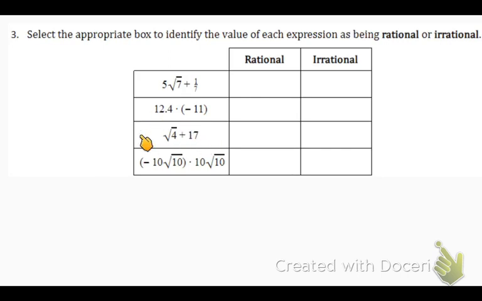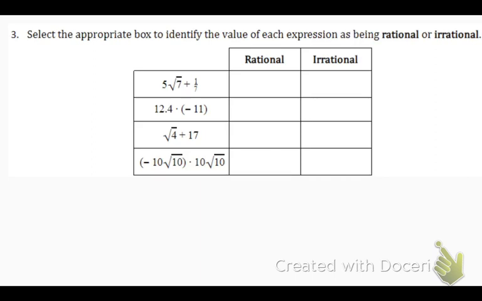The square root of 4 plus 17. Again, I have a radical. Is there any way for me to simplify that radical so that it's no longer underneath a radical? If so, it would be a rational number. If not, irrational. And last but not least, products again. See if you can multiply these together. If you're able to eliminate the square root so that it's not in your problem anymore, again, it would be considered rational. If you're not, then go ahead and check irrational.